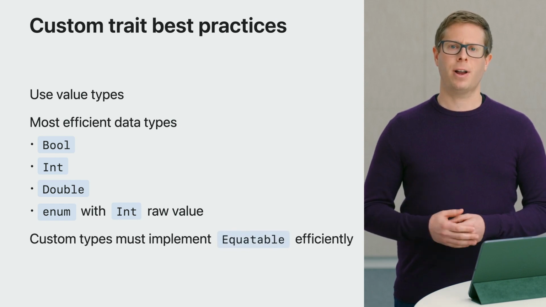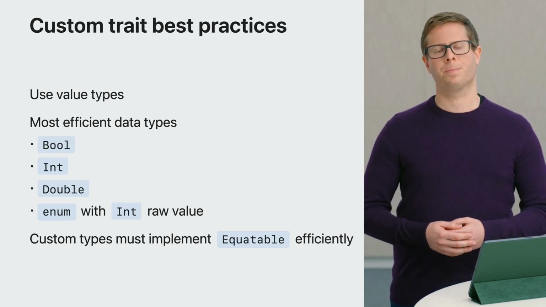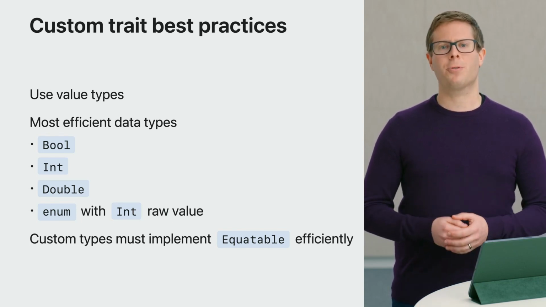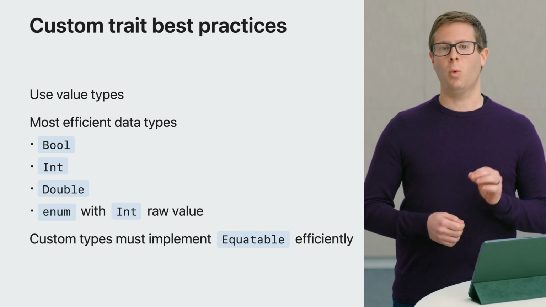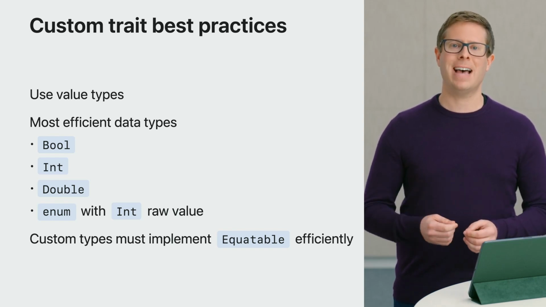Any custom struct data types that you use as trait values should have an efficient implementation of the Equatable protocol. The system will compare trait values frequently to determine when traits have changed, so your equal to function should be as fast as possible.